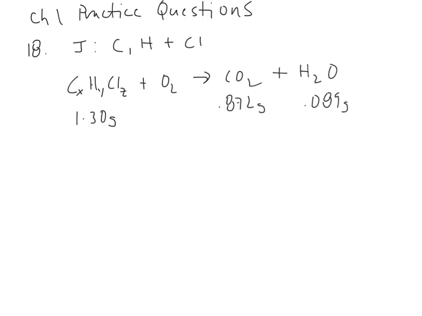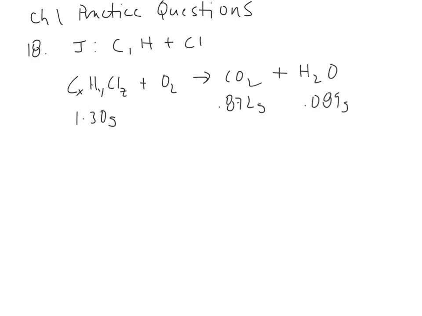Okay, number 18 seems a little overwhelming when you look at it, but you should be able to get through parts of this at least. First of all, they tell you that you have some solvent J that contains carbon, hydrogen, and chlorine. When you combust it, you produce CO2 and H2O. So we find out something about our carbon and hydrogen in there.